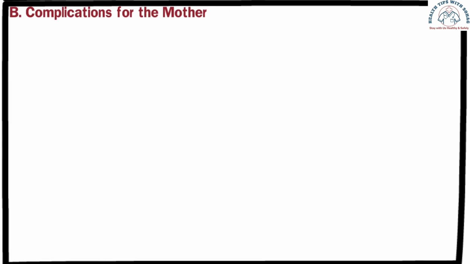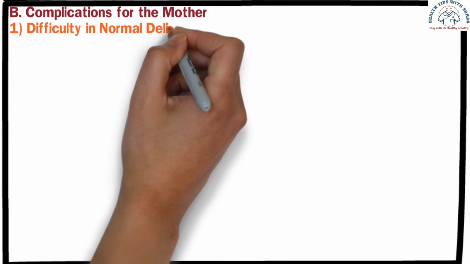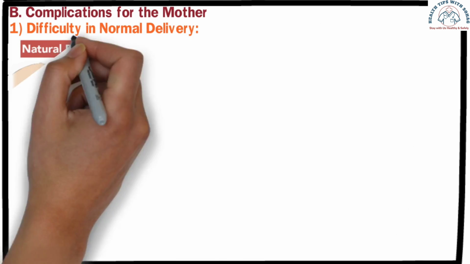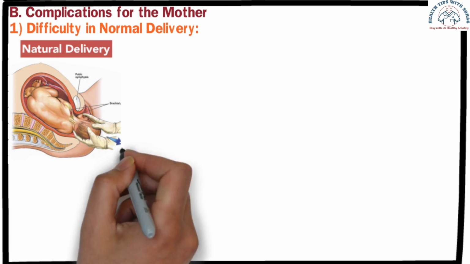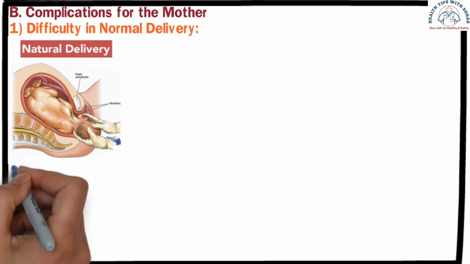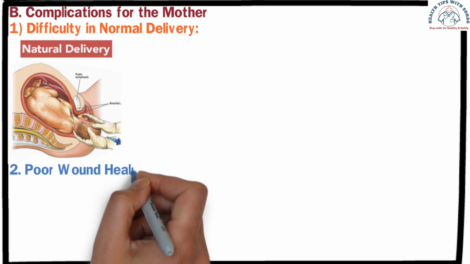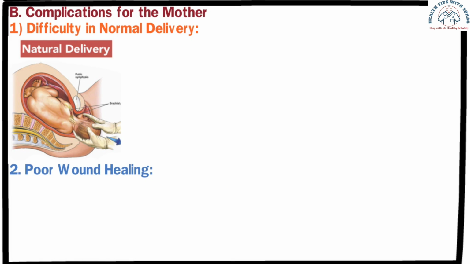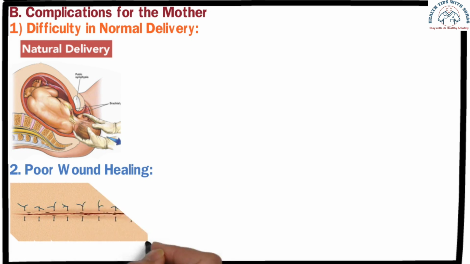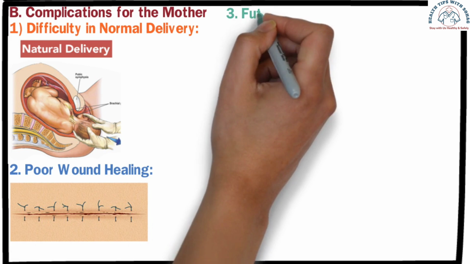Complications for the mother. 1. Difficulty in normal delivery. Due to the baby's increased size, normal vaginal delivery becomes difficult, and cesarean section is often required. 2. Poor wound healing. In diabetic mothers, surgical wounds, such as those from a cesarean section, tend to heal slowly and are prone to infection.